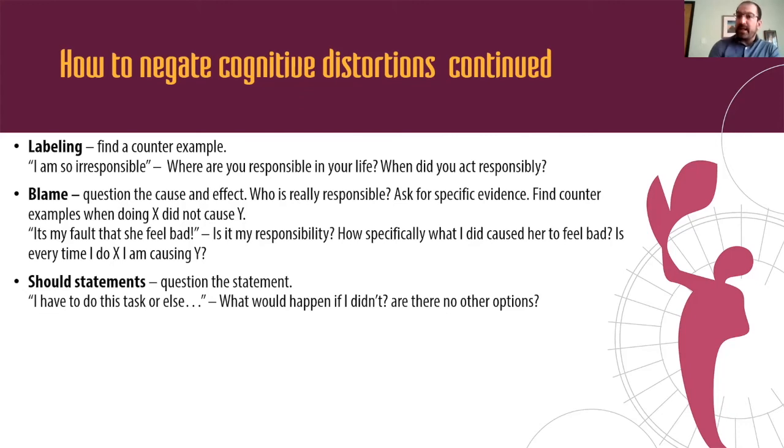Blame: when we put blame on ourselves or another person, it's my fault that she feels bad, or it's your fault that I feel bad, and so forth. We want to question this cause and effect. It's like something happened and so something caused it, usually other people, or we caused something in someone else. We really want to question who is really responsible, and ask for specific evidence and find counterexamples where, when I did X, it did not cause Y.